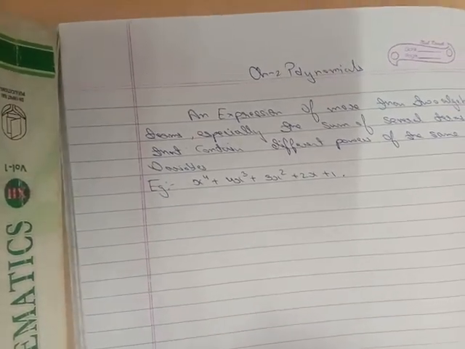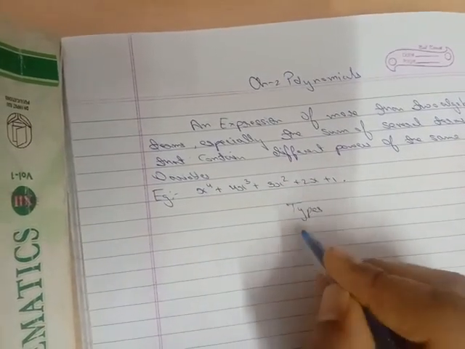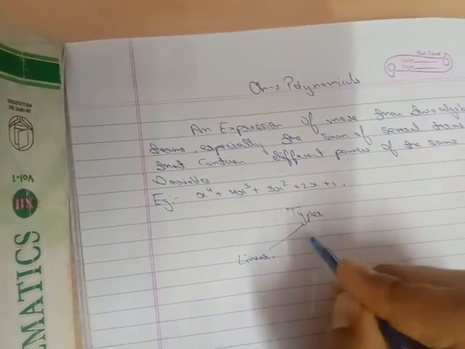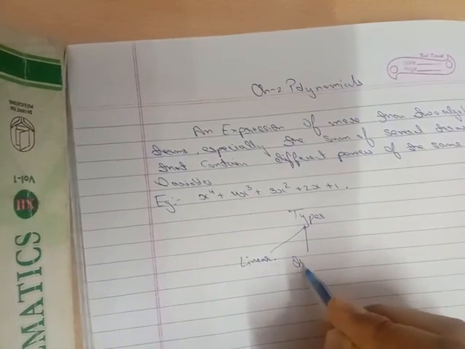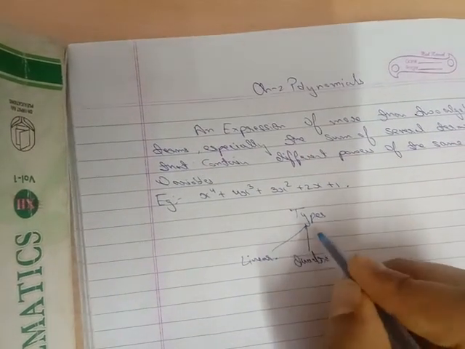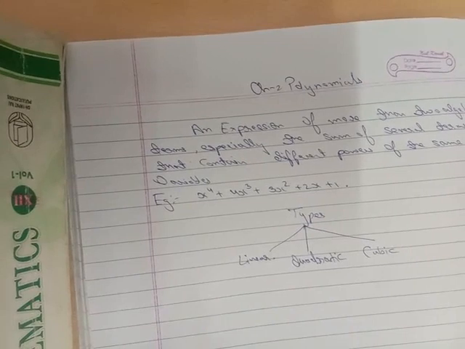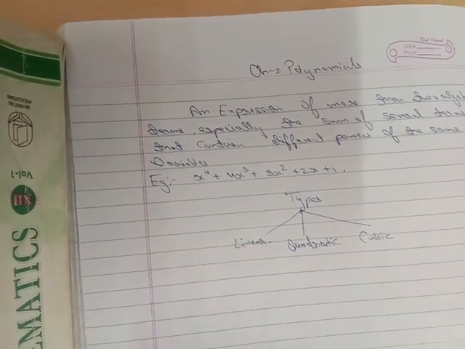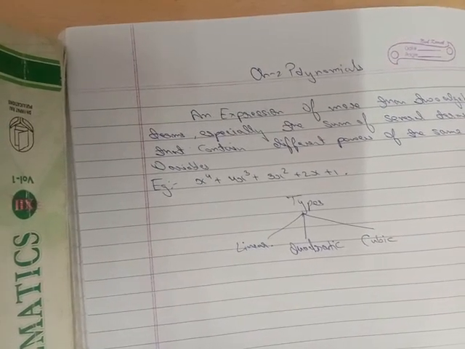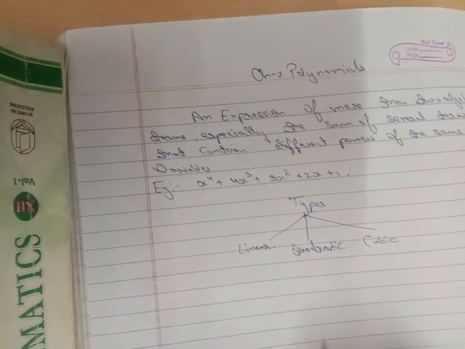So what are the types of polynomial? First one is linear polynomial. Second one is quadratic polynomial, and third one is cubic. Now what is the difference between linear, quadratic and cubic? First of all, you have to find the degree. What is called degree? In linear, the degree is 1. In quadratic, the degree is 2. In cubic, the degree is 3.